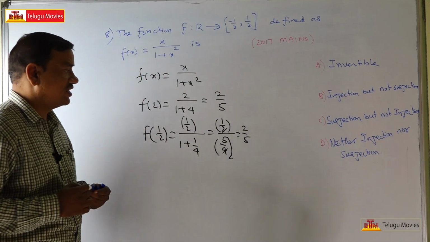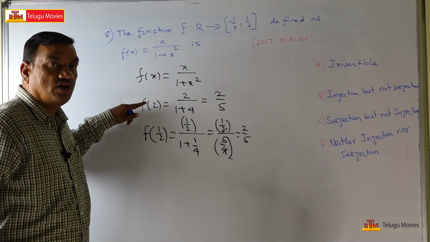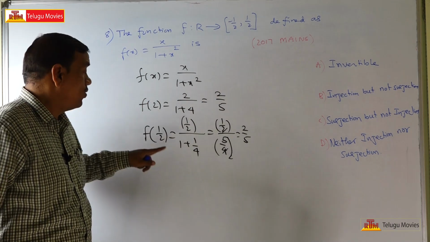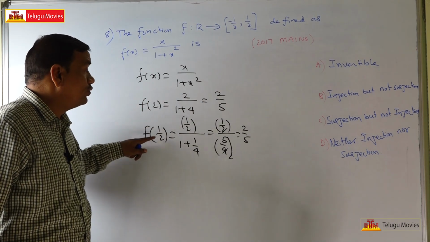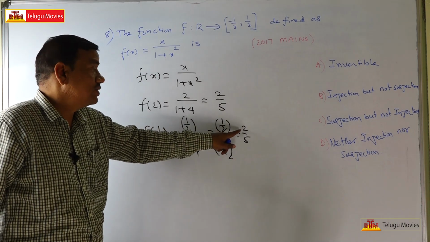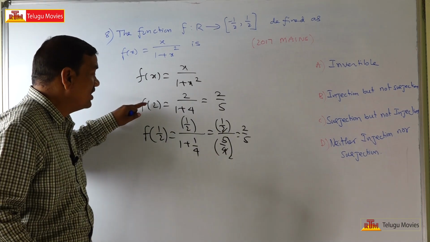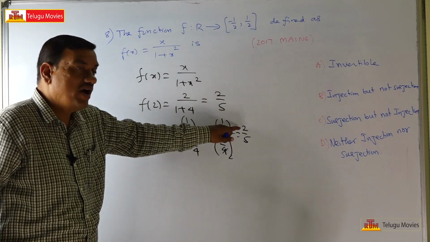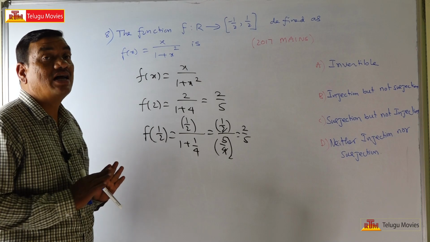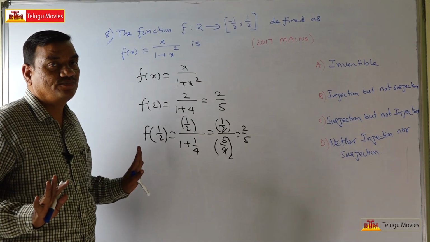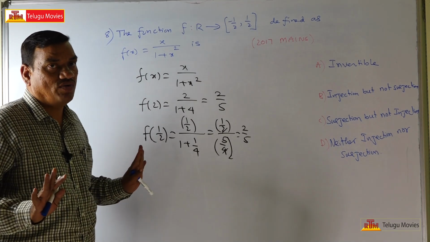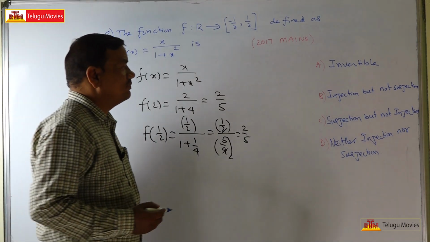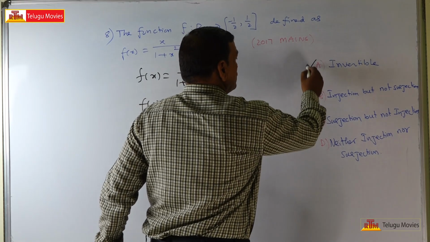So from this, what can you say? The element 2 has the image 2 upon 5 and the element 1 by 2 also has the image 2 upon 5. That means both elements, 2 and 1 by 2, have the same image 2 by 5. That means it is not a one-one function. Clearly it is not a one-one function. So that means invertible also failed.